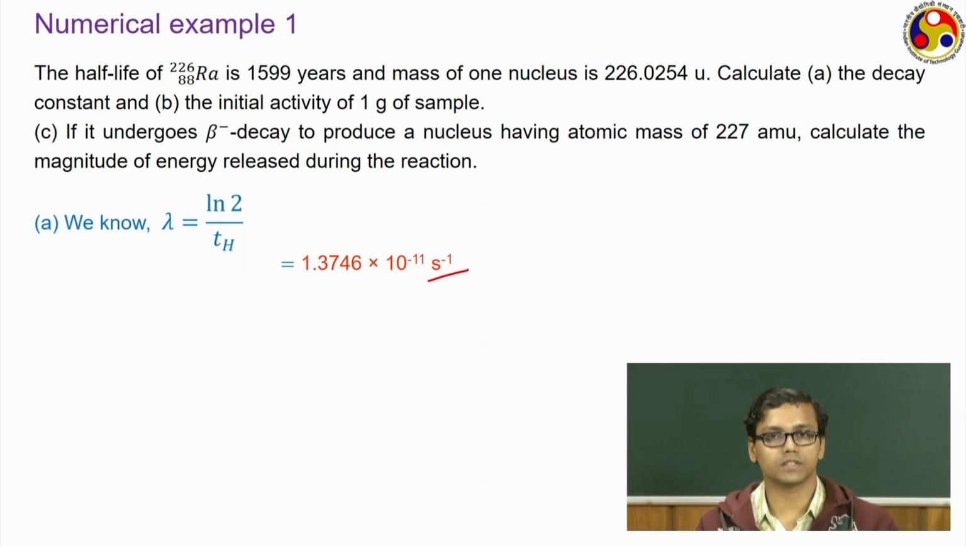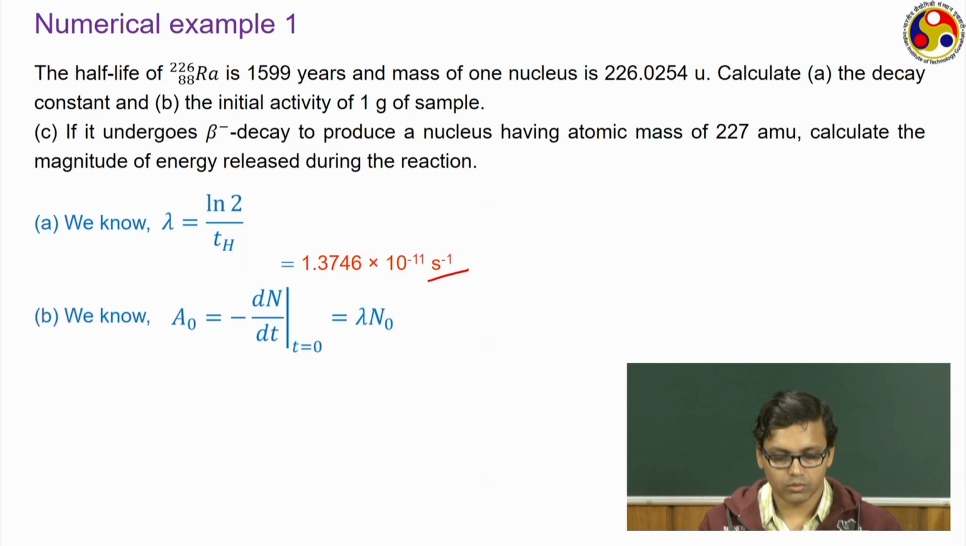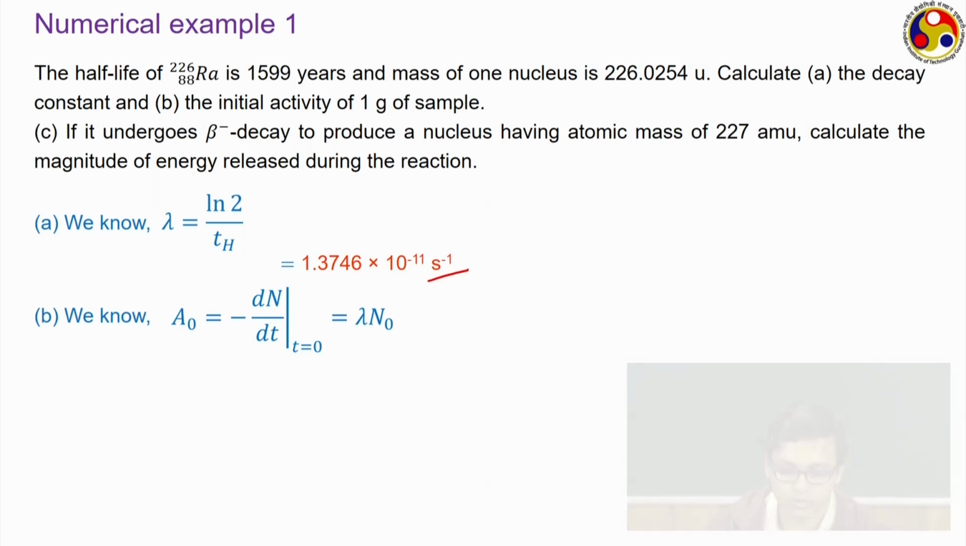Activity is defined as the rate of decay, that is, minus dN/dt. So, initial activity means, at any particular time t equal to 0, the rate of decay, minus dN/dt at t equal to 0, which can be equated to lambda times N naught, N naught being the number of nuclei. The lambda value you have just calculated. How to get N naught?